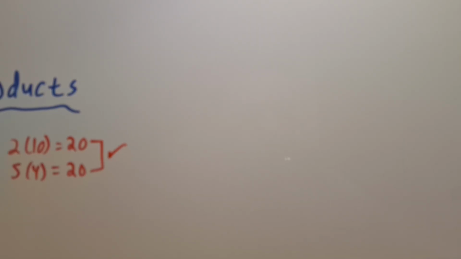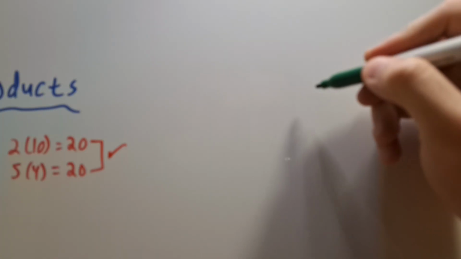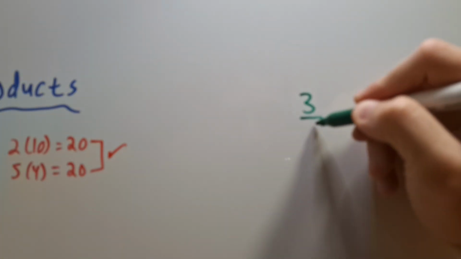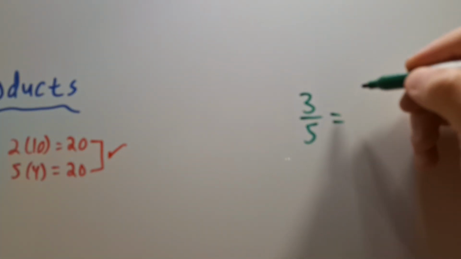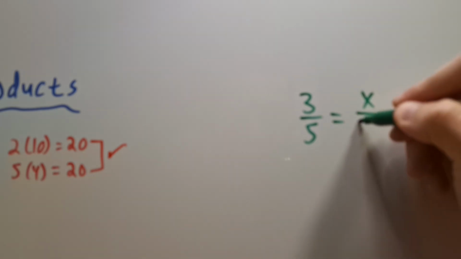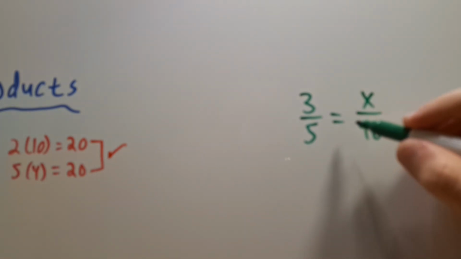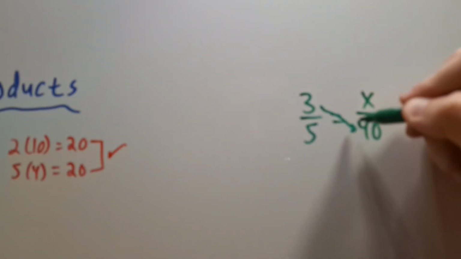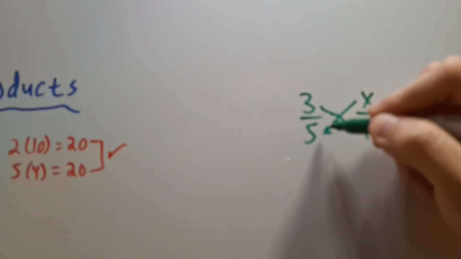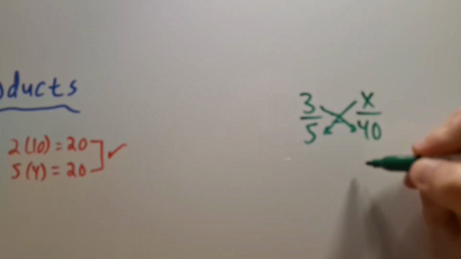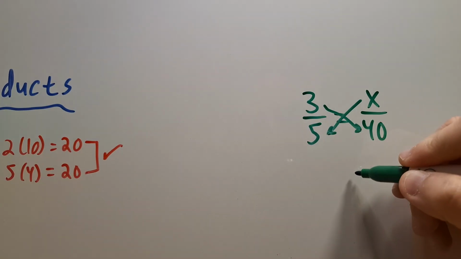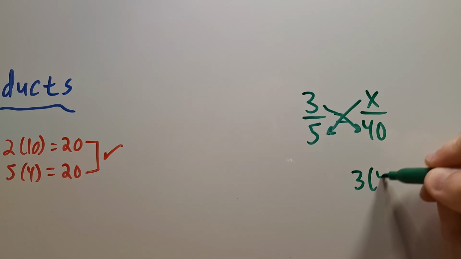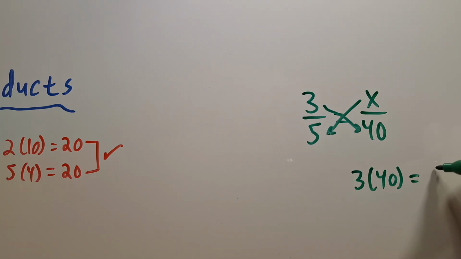So how do we go about solving these kinds of proportions? Let's look at 3/5 equal to x over 40. First thing we do is find the cross products. So we'll multiply 3 and 40, and then 5 and x. This will give us 3 times 40 is equal to 5 times x.